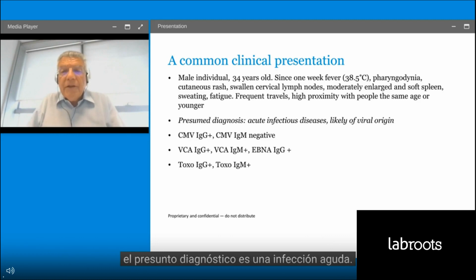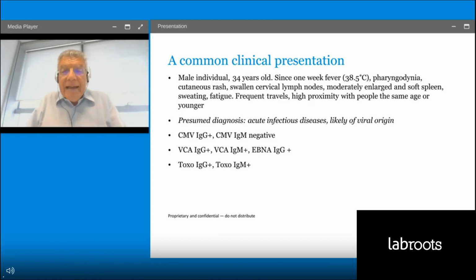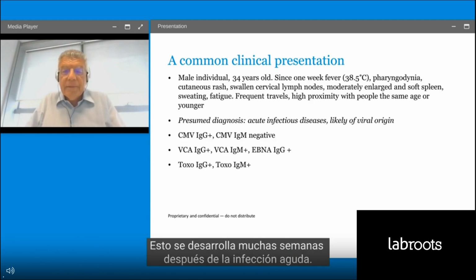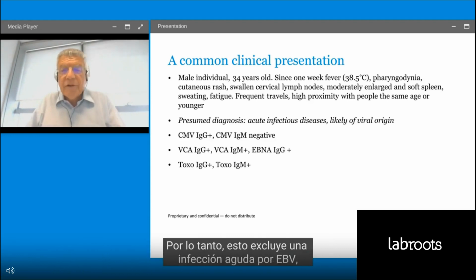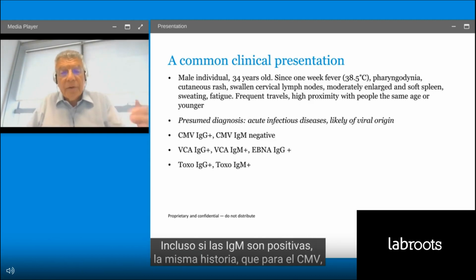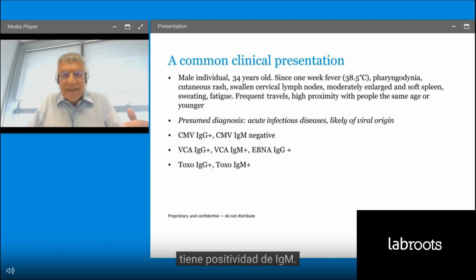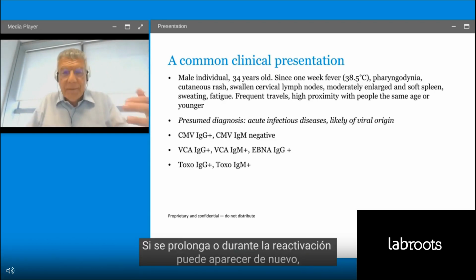The presumed diagnosis is an acute infectious disease, likely of viral origin, but the person was tested for CMV, for Epstein-Barr virus, and for toxo, with those results as you see here. Well, CMV IgM negative, so this is not an acute CMV infection. In this case, for EBV, you have even IgG positive. This is developed many weeks after the acute infection, so this excludes an acute EBV infection, even if the IgM are positive. Same story as for CMV. You have the IgM positivity that is prolonged, or during reactivation may appear again.